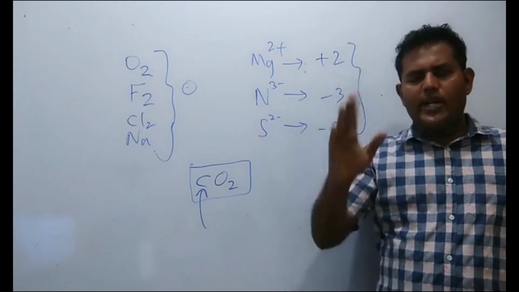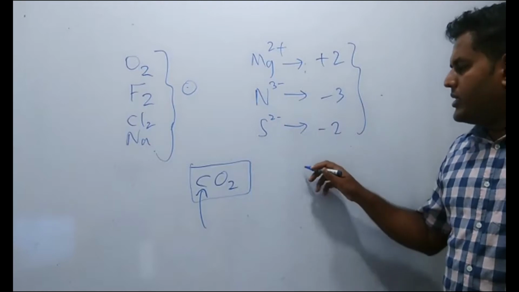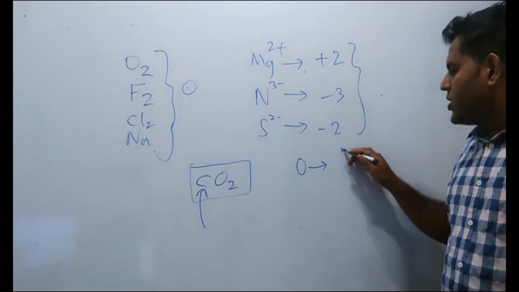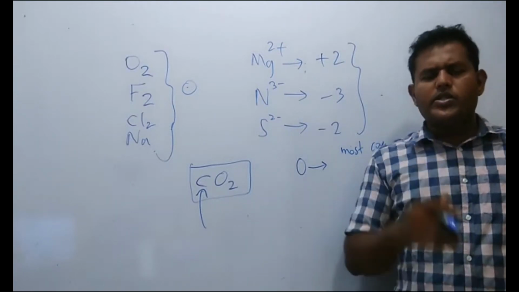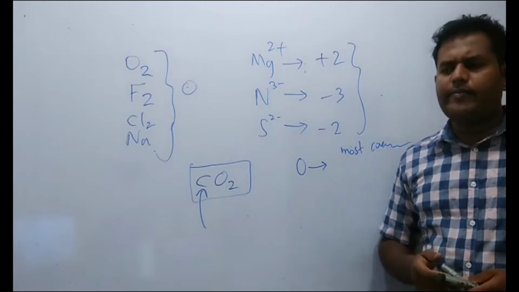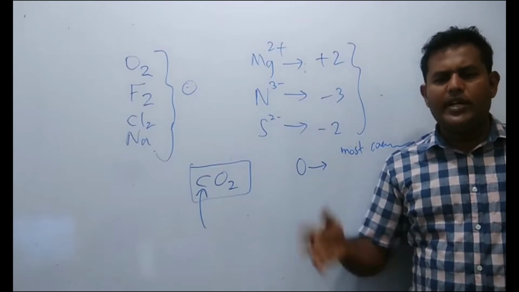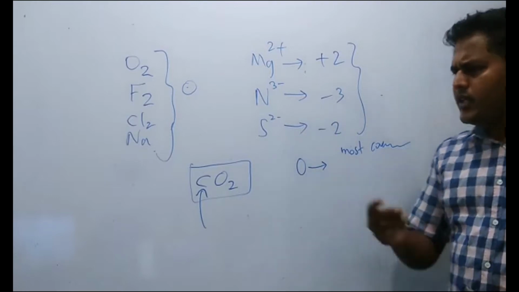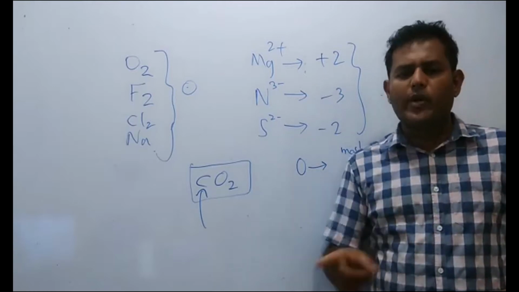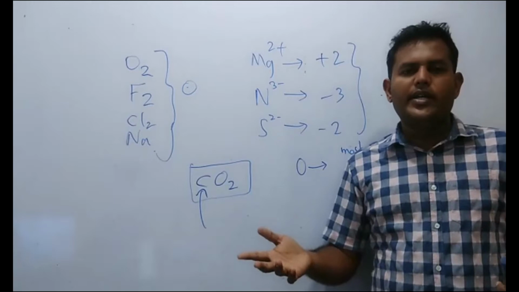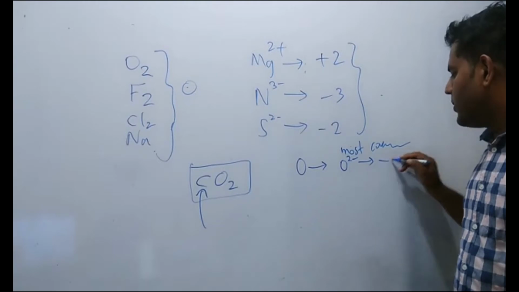So what is the most common oxidation number of the neighboring atom here? Yes, the neighboring atom is oxygen. In oxygen, what is the most common oxidation number? How do we know the most common oxidation number? Most common oxidation number means most common ion. What is the most common ion of oxygen? In oxygen, we have oxide O2-, peroxide O2 2-, and superoxide O2-. But we know the most common ion is oxide. So the most common oxidation state is minus.